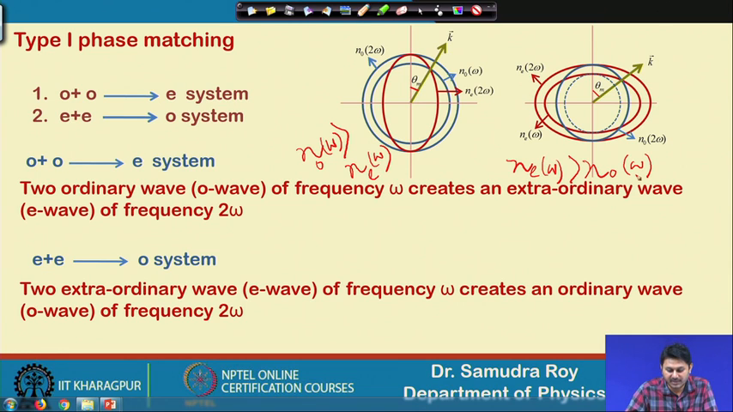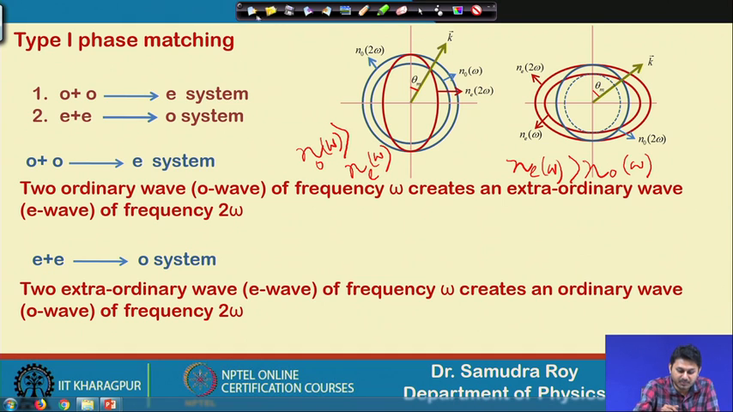So, in type 1 phase matching we are using either a negative crystal or a positive crystal, and the system is where we have two ordinary waves generating one extraordinary wave, or two extraordinary waves generating one ordinary wave.